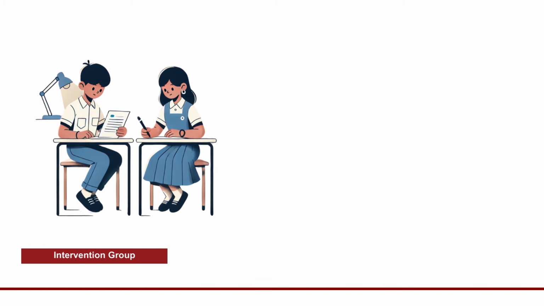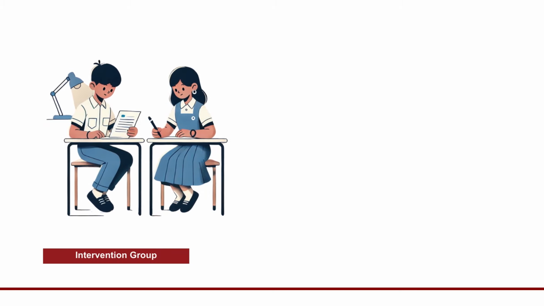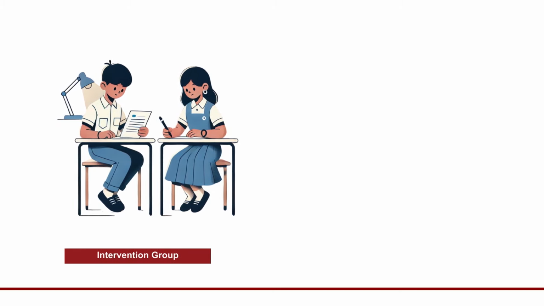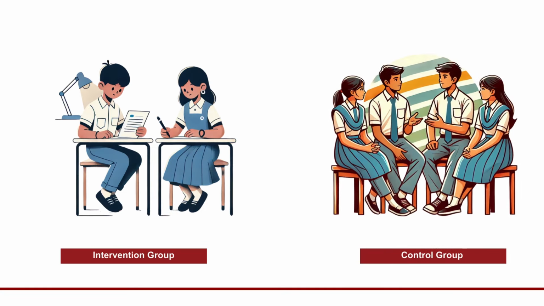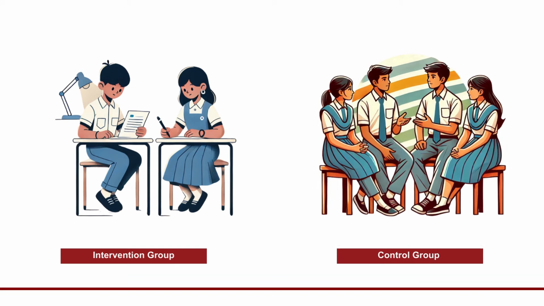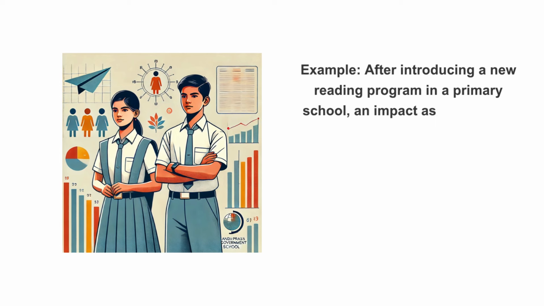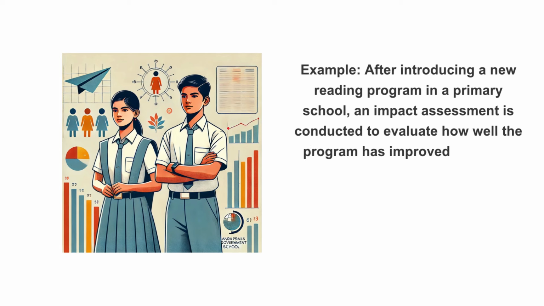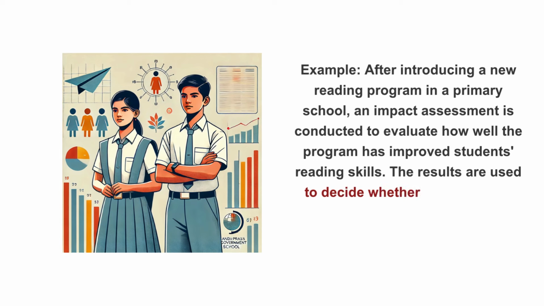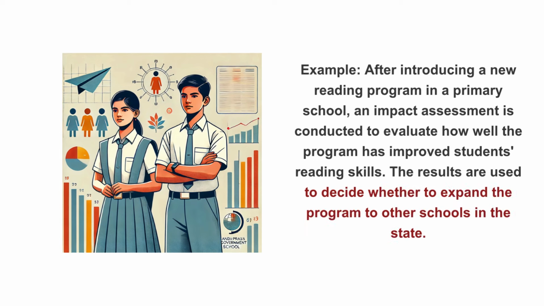At the same time, outcomes can also be compared between two groups: a group where a program is happening, called the intervention group, and a group where there has been no intervention, called the control group. For example, after introducing a new reading program in a primary school, an impact assessment is conducted to evaluate how well the program has improved students' reading skills. The results are used to decide whether to expand the program to other schools in the state.